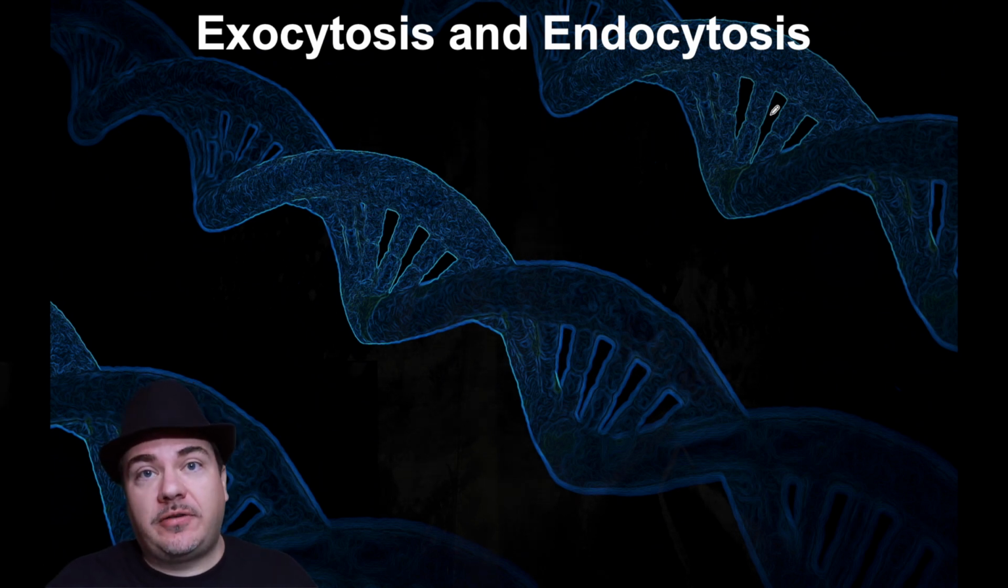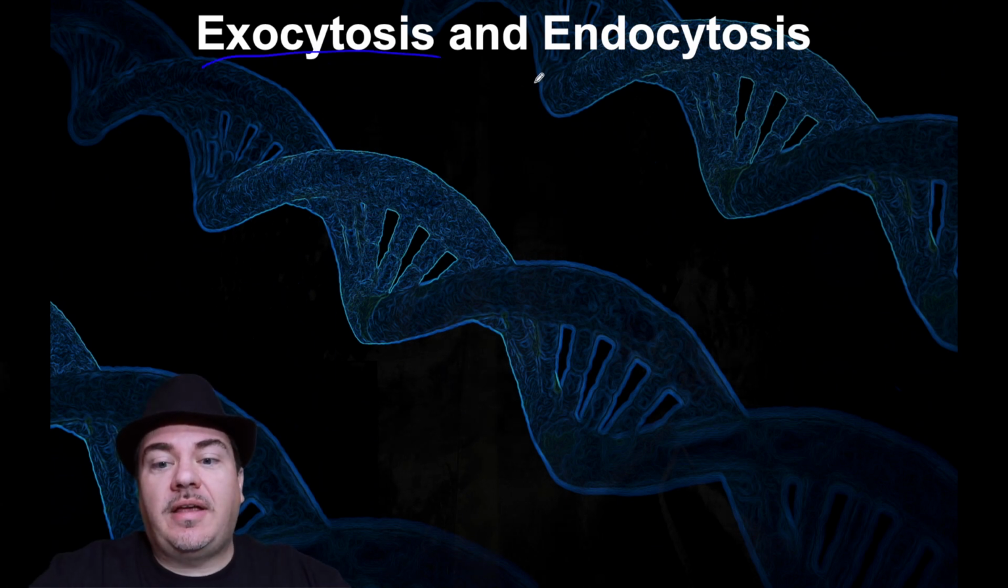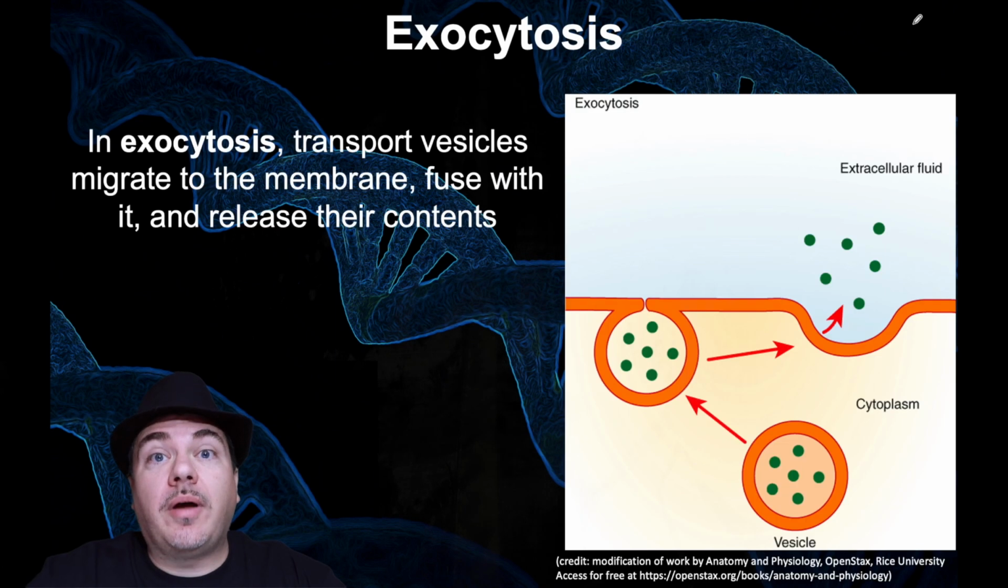Like ions are very small, glucose is a relatively small molecule. But there are also times you need to get very large objects into and out of the cell. That happens through a process called exocytosis and endocytosis. So exocytosis is how you get large objects out of the cell.